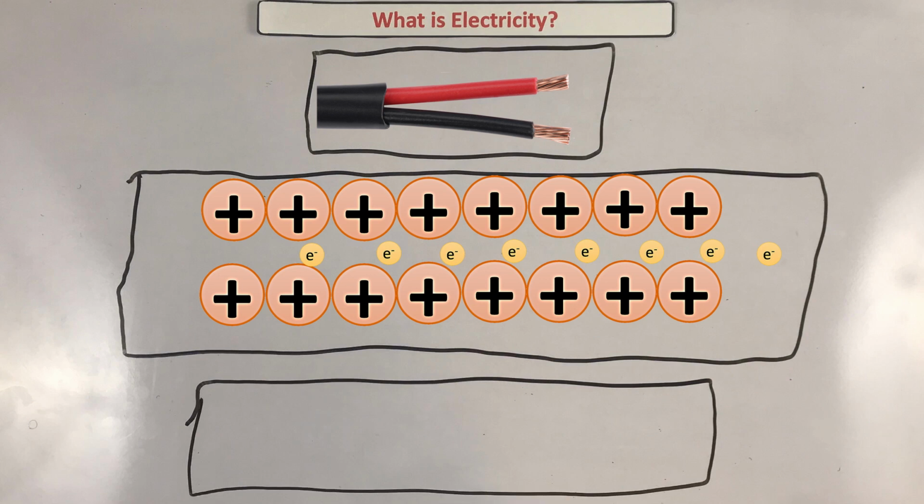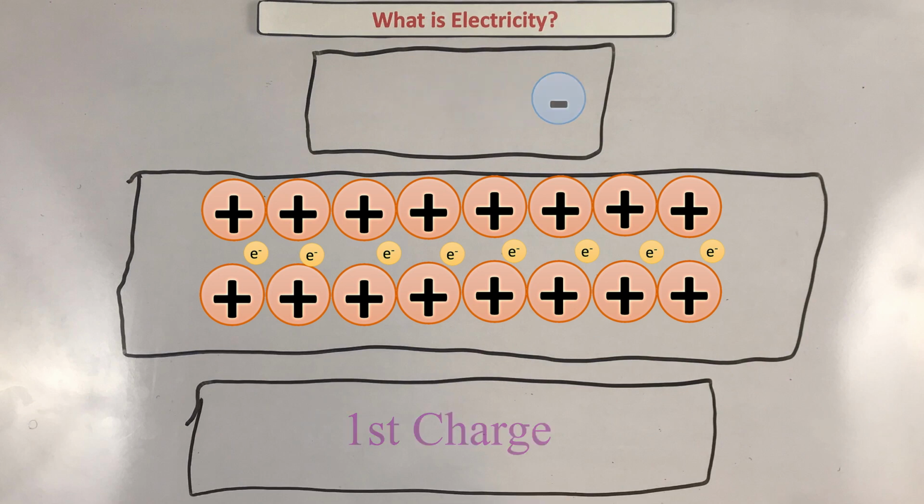Current is measured in amps. This is the amount of charge that passes a point in a second. So if you have a current of 5 amps, that essentially means you have 5 units of charge passing a point in that second. The unit for charge is coulombs. So another way of saying 5 amps is 5 coulombs per second.